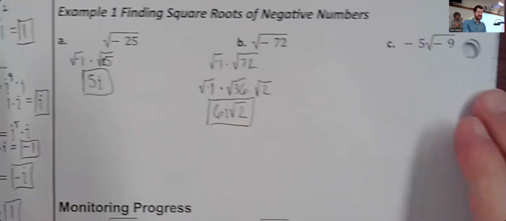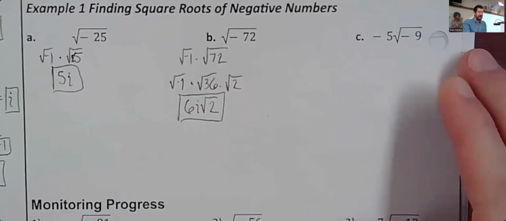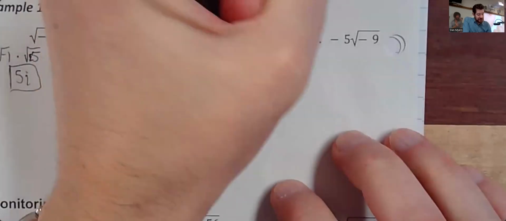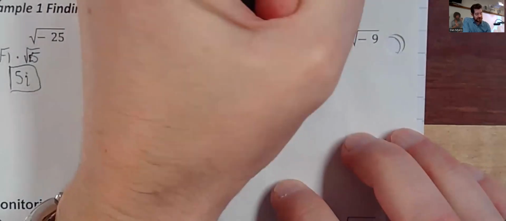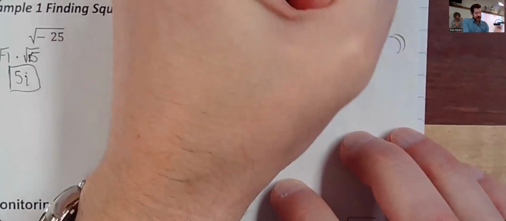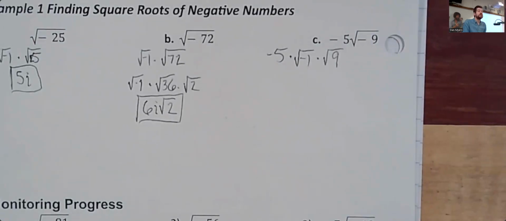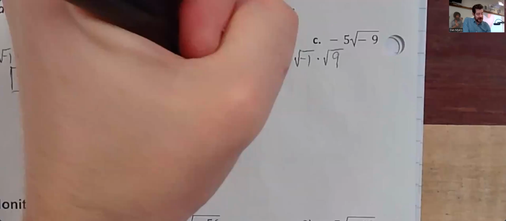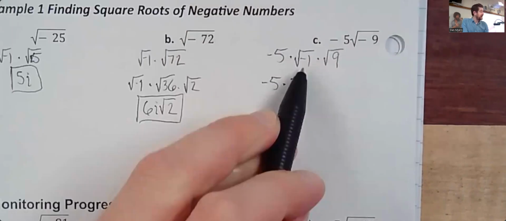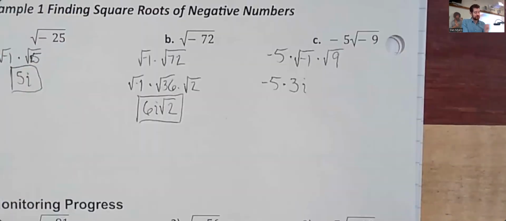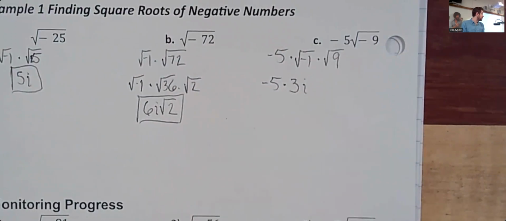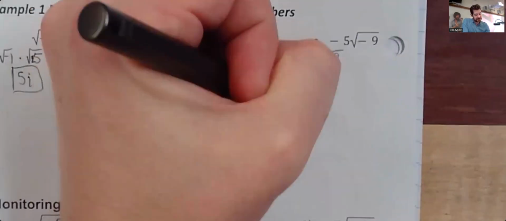All right, let's try C. Okay, everybody take a look at C. Here we go. We've got -5 times the square root of -1 times the square root of 9. 9 is a perfect square. 9 square roots to 3. So that'd be -5 times 3 times the square root of -1, which is the imaginary unit. And then we can multiply -5 and 3, because those are just regular numbers to multiply. So we get -15i.